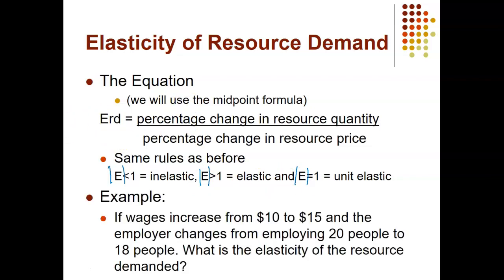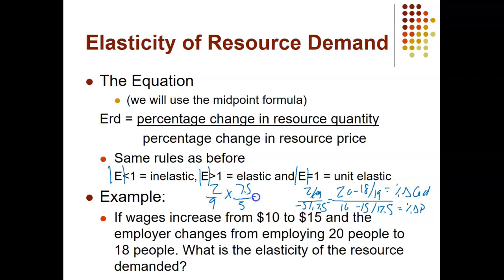So if wages increase from $10 to $15 and the employer changes from employing 20 people to 18 people, what is the resource elasticity? So the equation as we put it, it would be 20 minus 18 divided by 20 plus 18 divided by 2, so 19. That would be the percentage change in the quantity demanded, over 10 minus 15 divided by the 12.5, equals the percentage change in price. Okay, so we got 2 over 19 over negative 5 over 12.5. So we're going to go to 2 over 19 times 12.5 over 5. So we got about 0.26. That'll be less than 1. Inelastic.